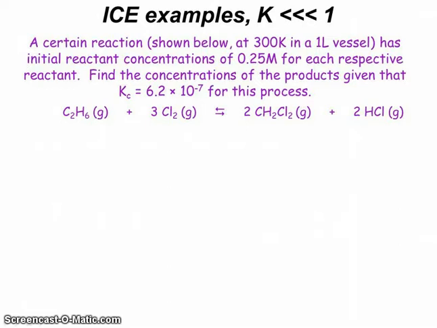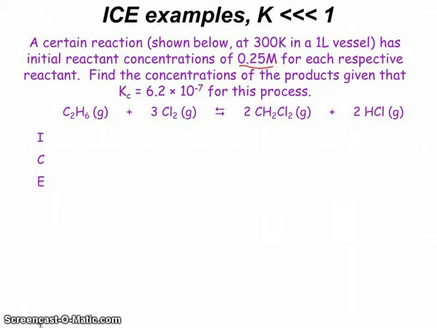So the first thing we want to start with is a simple equilibrium where we have a reaction going on where we have a Kc value of 6.2 times 10 to the minus 7th. This is a very small equilibrium constant, and we also know we're in a 1 liter vessel at 300 Kelvin, so about room temperature. And the 1 liter vessel lets us take the 0.25 molar that we know for each of the reactants and use it just as moles since we're in a 1 liter vessel.